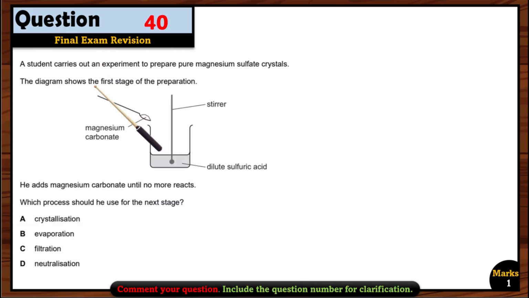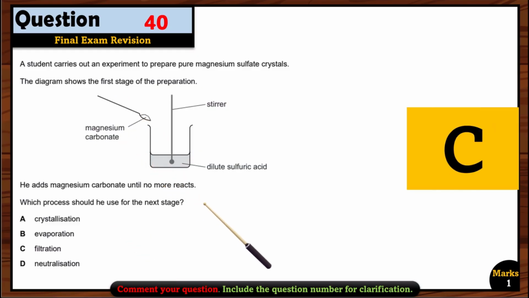Let's see question 40. A student carries out an experiment to prepare pure magnesium sulfate crystals. The diagram shows the first stage of the preparation. Magnesium carbonate was added and then dilute sulfuric acid. Of course, all carbonates are insoluble except for three salts. He adds magnesium carbonate until no more reacts. So it means he is using the add excess method because one of the reactants is insoluble. Which process should be used for the next stage? For the next stage, he should use the filtration method, not crystallization, because the next step is to remove the excess magnesium carbonate. So the next step should be filtration. That is option C.